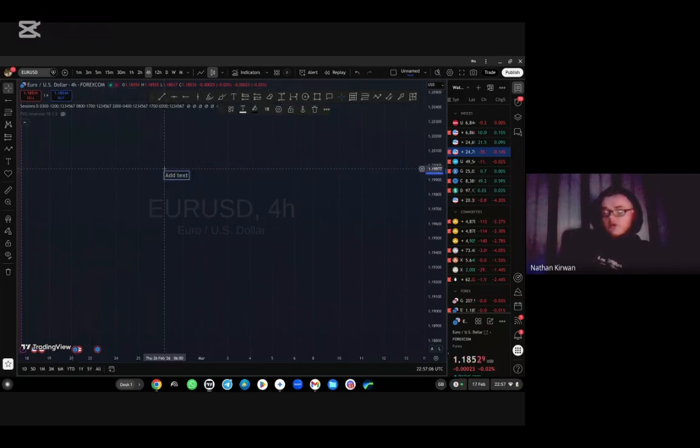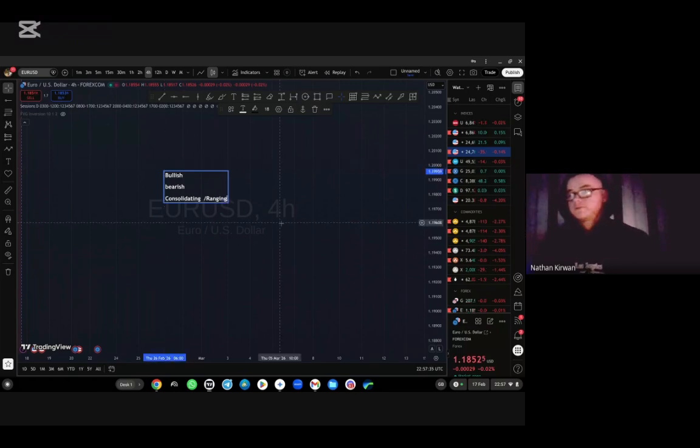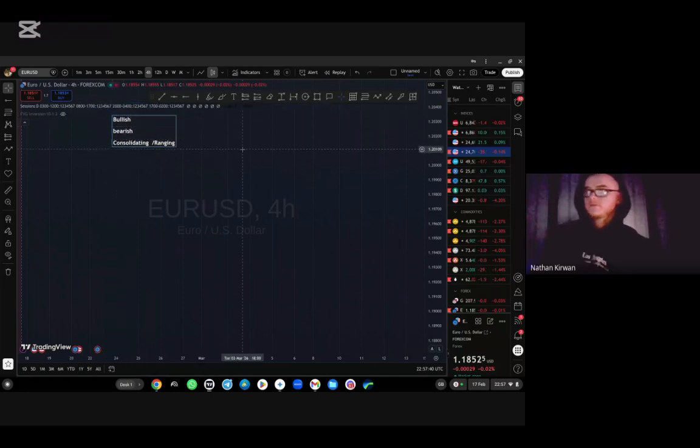So now, if we look at market structure, we have three types of market structure. We have bullish trend, we have bearish trend, and we have consolidating. You can call it ranging as well if you want to. So you can have your bullish, your bearish, and your consolidating. That's all the market will ever do. It's either going up, it's going down, or it's going to the side. It's never going to be doing anything else.